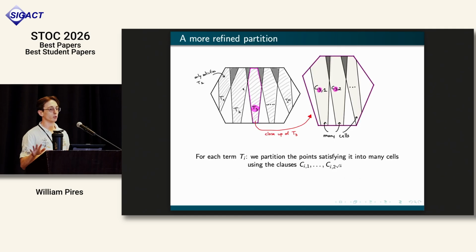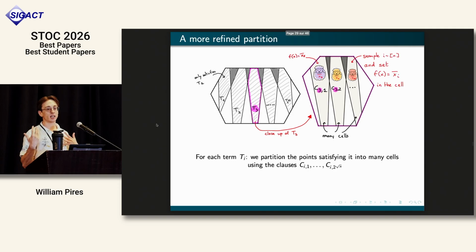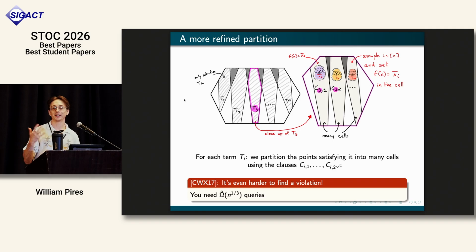So the details of that partition do not matter so much, but roughly for each term, you're going to look at the points that only satisfy this term. And then using the clauses for that term, you're going to partition your points into little cells. And again, there are a lot of points that are not going to fall into any cell, but a constant fraction of points are going to land into one of the cells. And now we're going to do the same as before. For each cell, we draw a uniformly random coordinate, and we set f of x equal to not x_i in that cell. So that's why here you have little different shapes. It's because it's different anti-dictators that are drawn independently. So we have this more complicated partition, and guess what? We get a better lower bound. We get n to the 1/3.